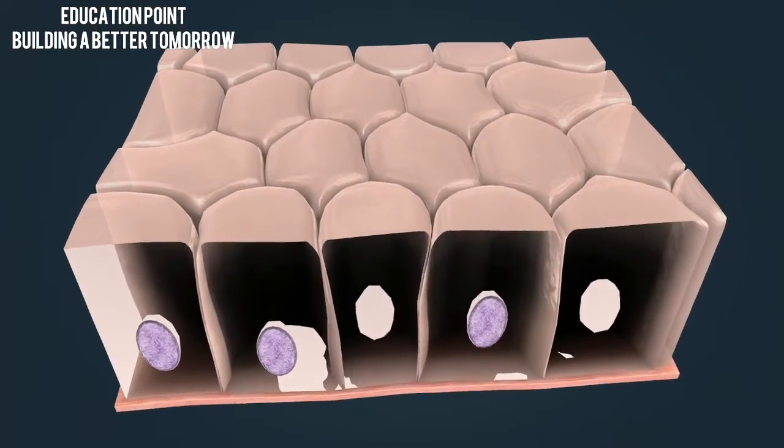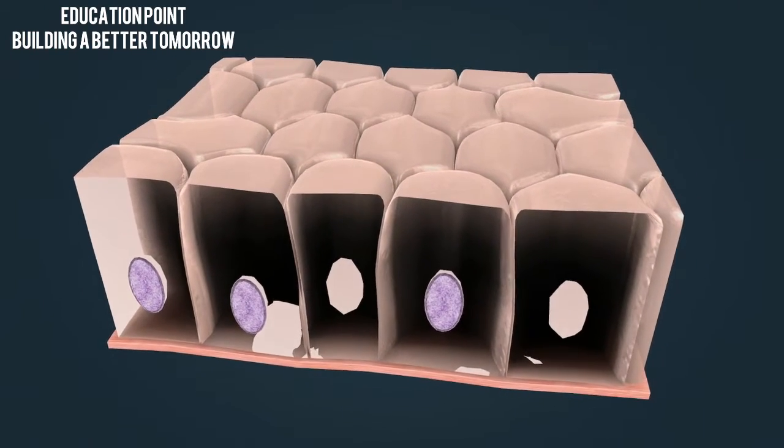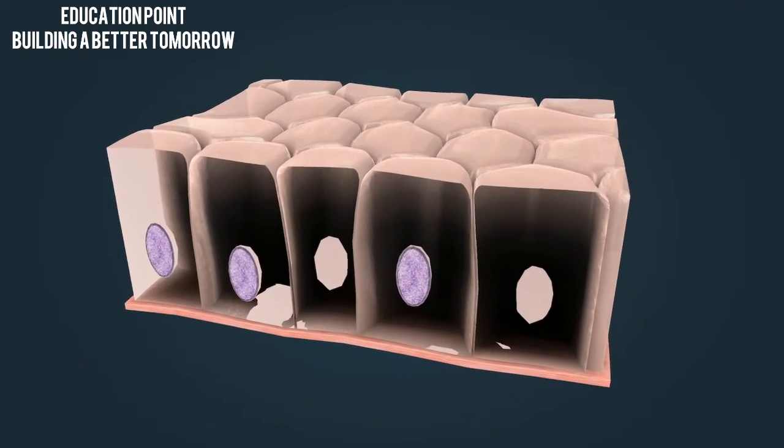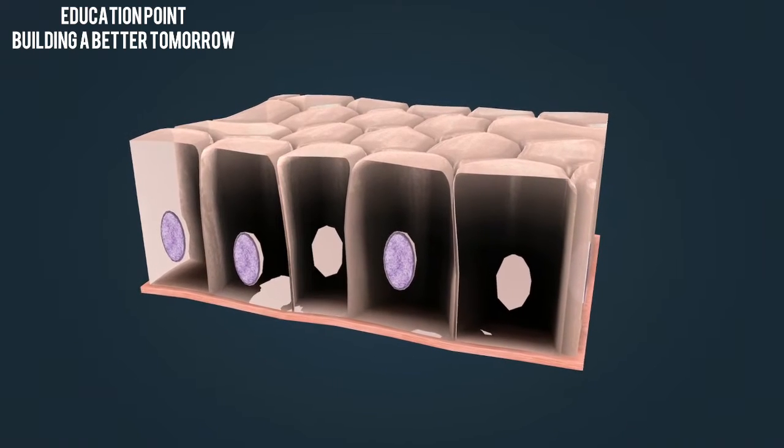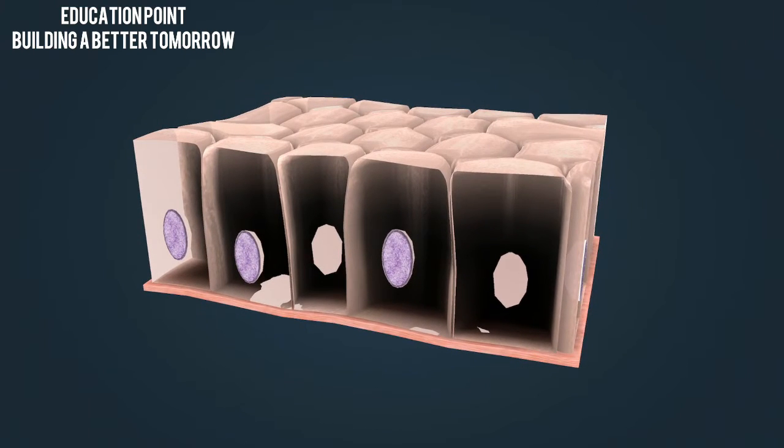The cells that make up the simple columnar epithelium are cylindrical. Their elongated nuclei are located near the base of the cell. This type of epithelium is typically found in the epidermis of invertebrates.